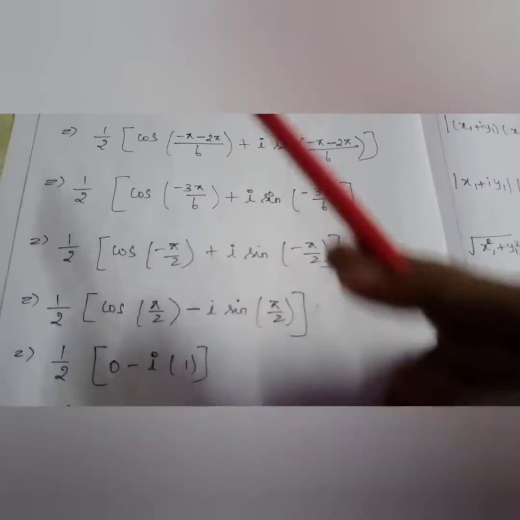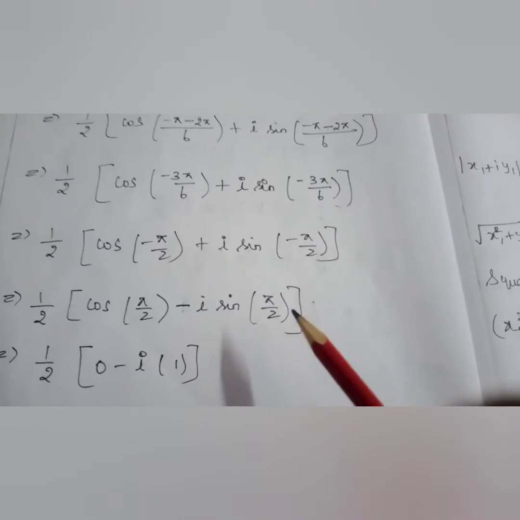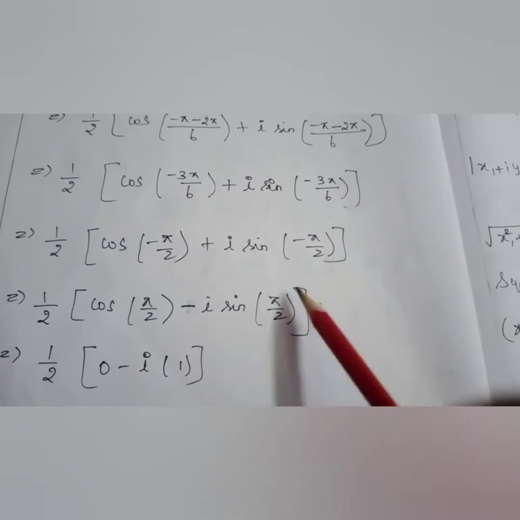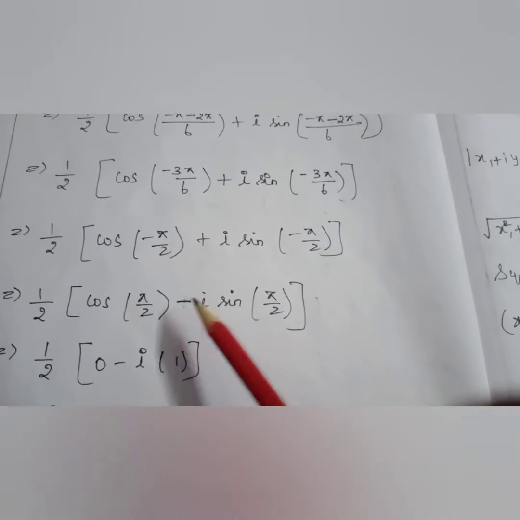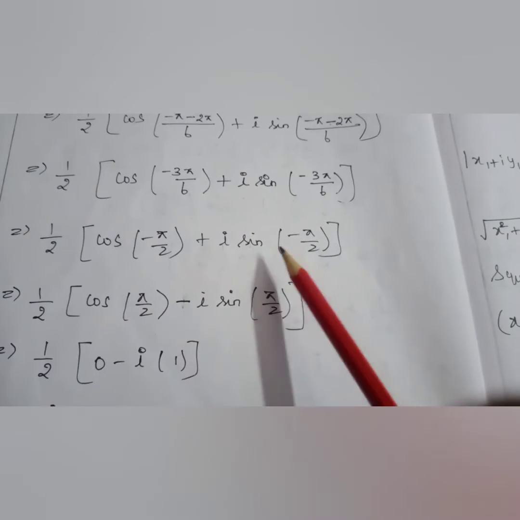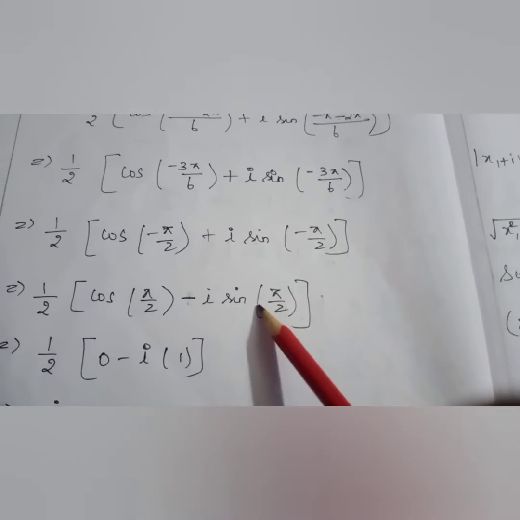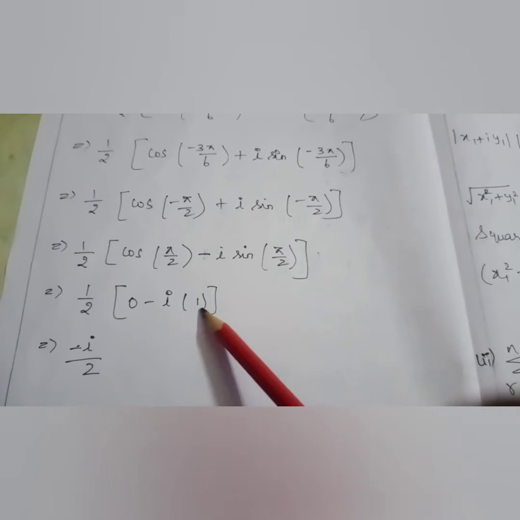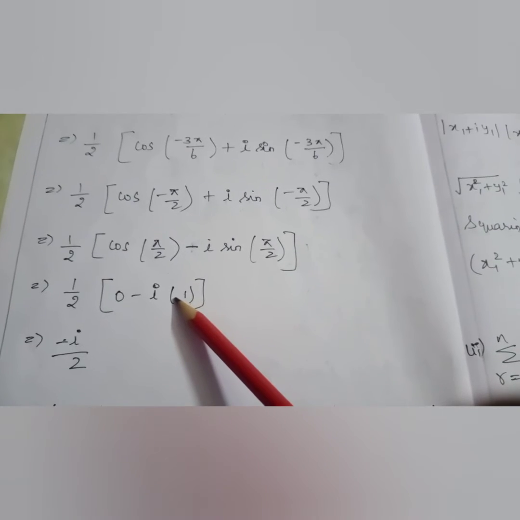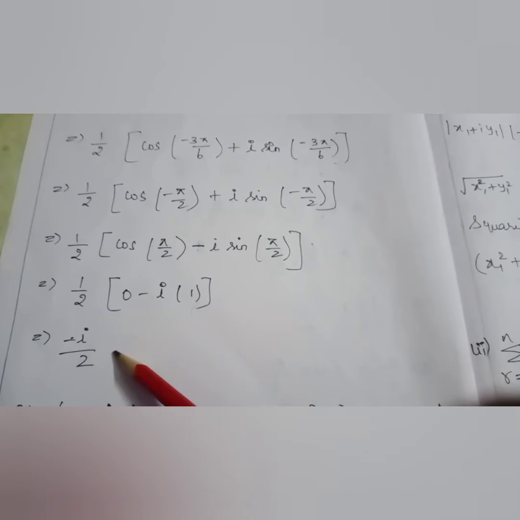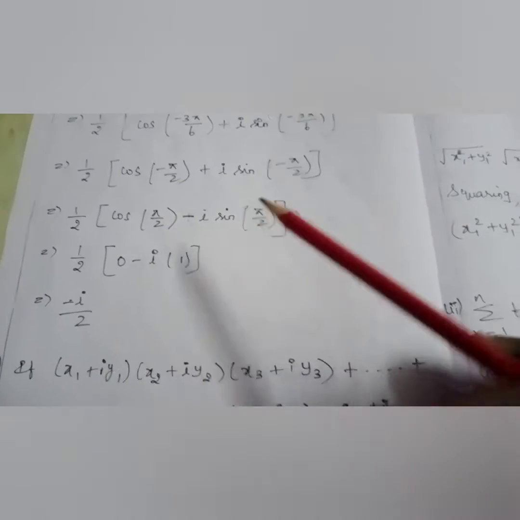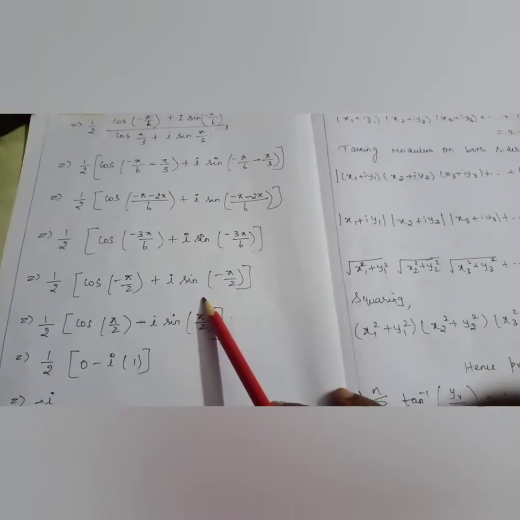Now we saw in the first step also that cos of minus theta is cos theta, and sin of minus theta is minus sin theta. So this will become cos of minus theta is cos theta, and sin of minus theta is minus i sin theta, and cos 90 is 0 and sin 90 is 1. So 1 into i becomes i alone, and we have a minus sign here, so it is minus i, and outside we have a 1 by 2, so it will be minus i by 2. Clear? Is that clear? So this kind of sums will be asked in the 3 marks.